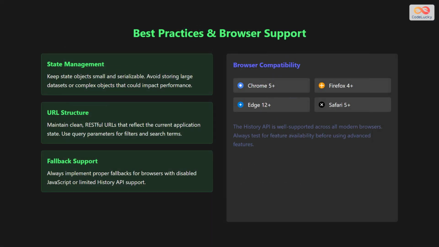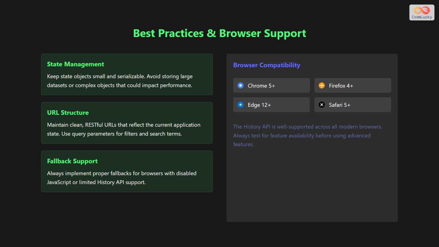When using the History API, keep state objects small and serializable to avoid performance issues. Maintain clean RESTful URLs that reflect the application's state. Always implement fallbacks for browsers that might have JavaScript disabled or limited support for the History API.